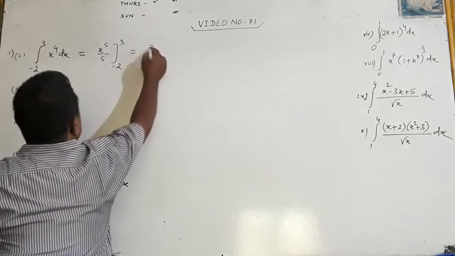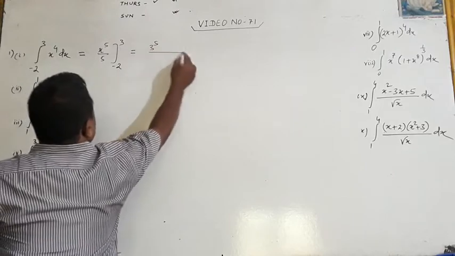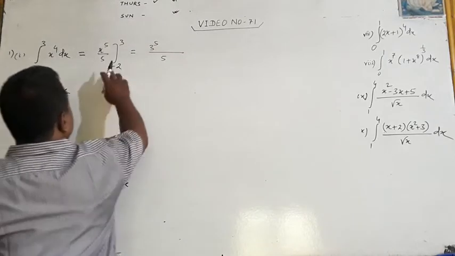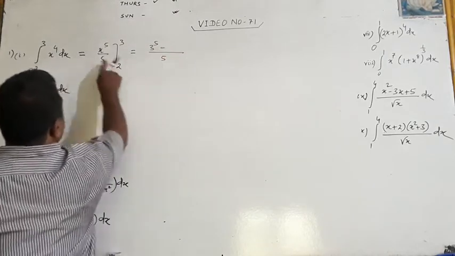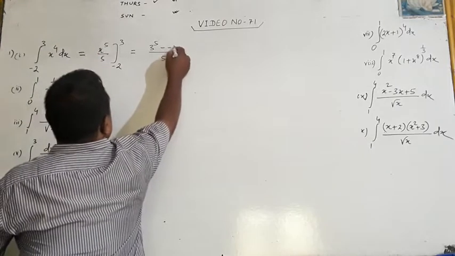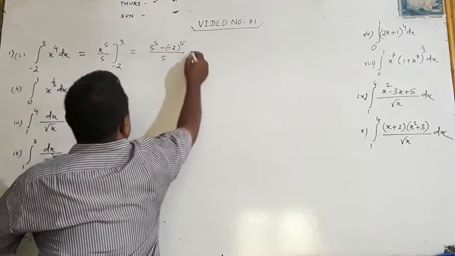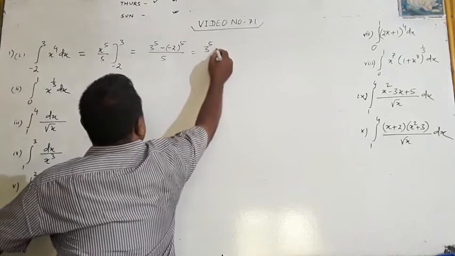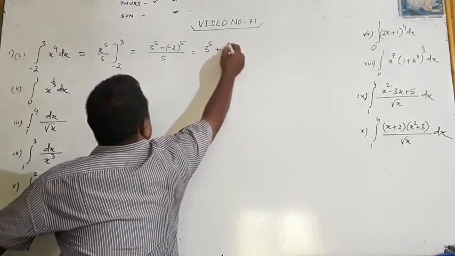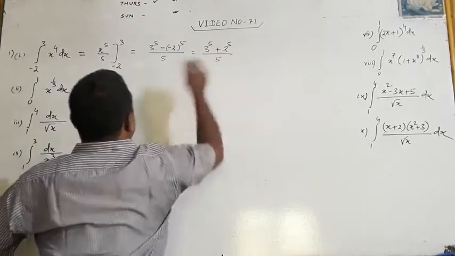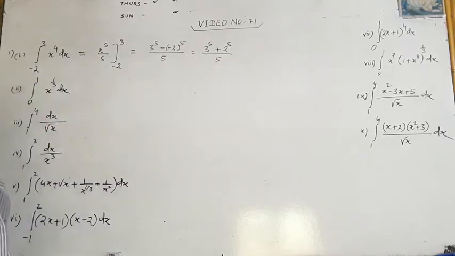Just put 3 to the power 5 by 5, minus, put minus 2 here, minus 2 to the power 5 by 5. So it becomes 3 to the power 5 plus 2 to the power 5, by 5. You will find the answer, which is very easy for you.